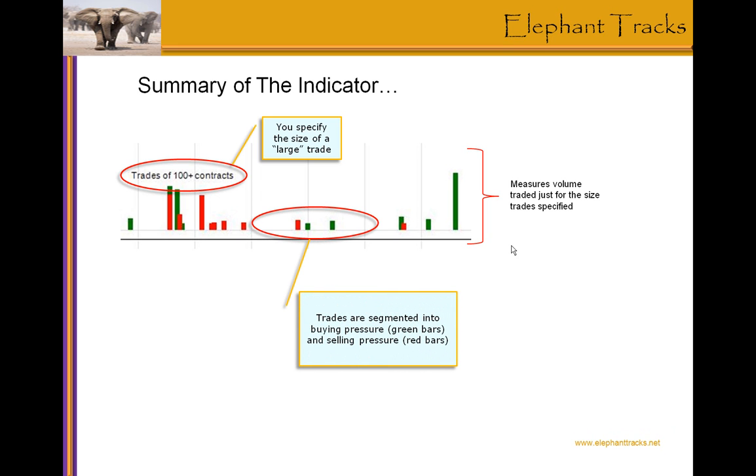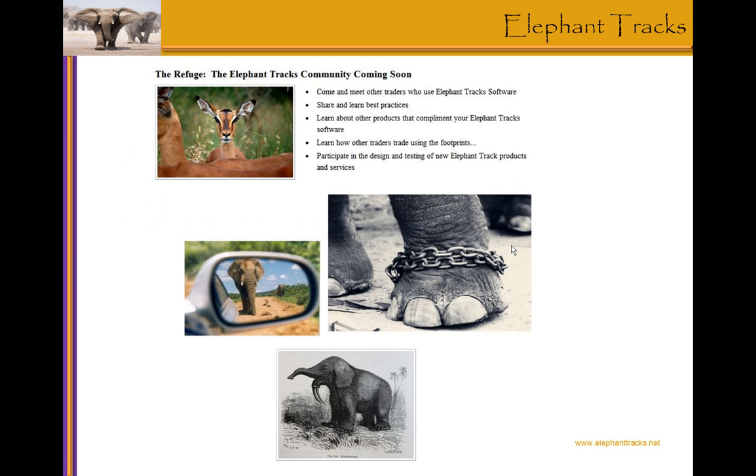And then we further segment the trades based on whether it's buying pressure or selling pressure. In totality, this gives you insight as to who's participating in the price action at the moment and who's not, and whether they're participating dominantly on one side in terms of buying or selling, or whether it's a mixture. Well, that ends the overview of the indicator.